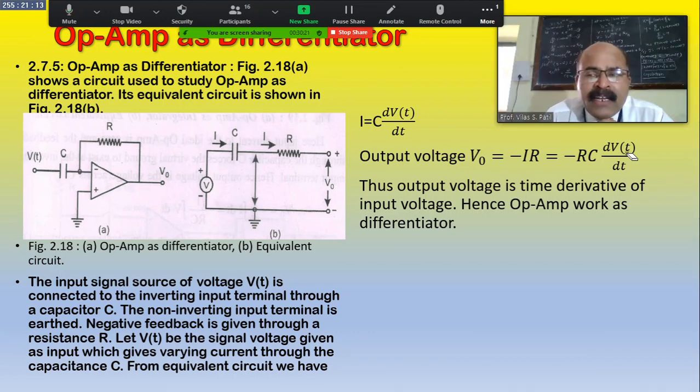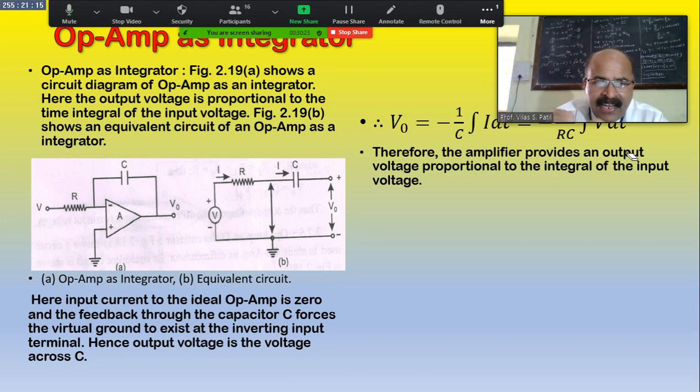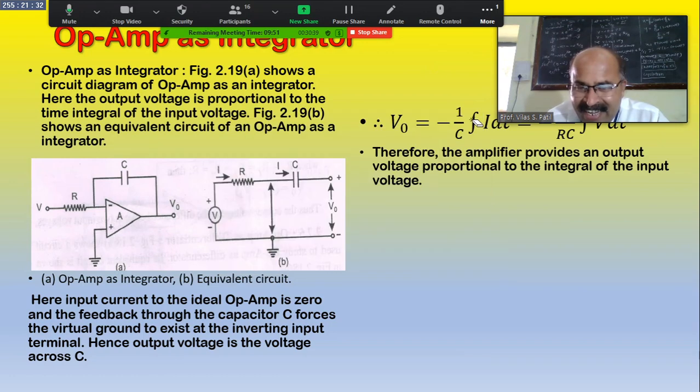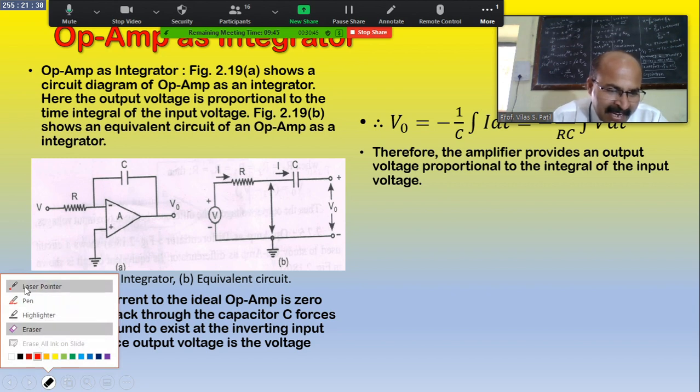Okay. Next operation, that is next and last application of the operational amplifier, and that will be a very interesting application. That operation will be against the differentiation, and against the differentiation, which application? That is the integration. That is operational amplifier as the integrator.